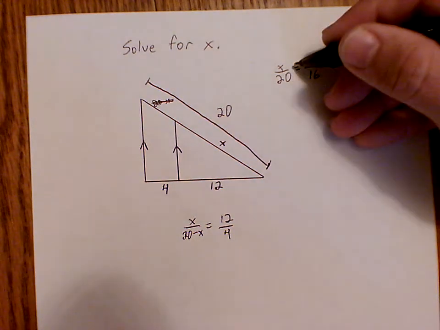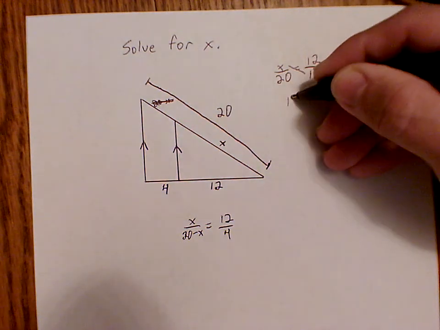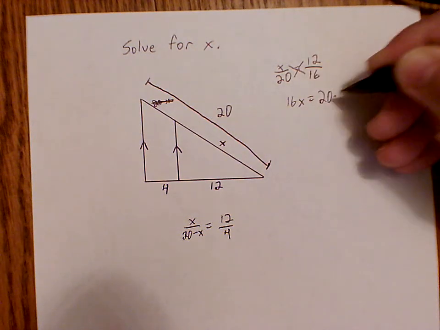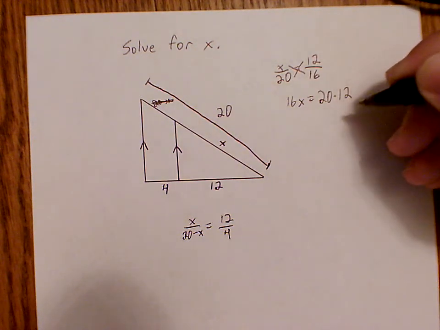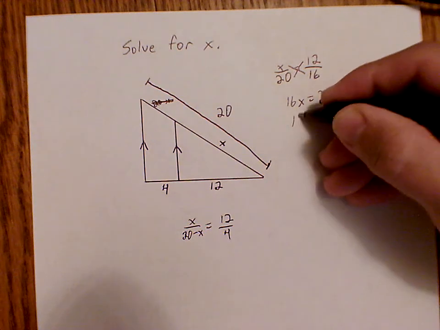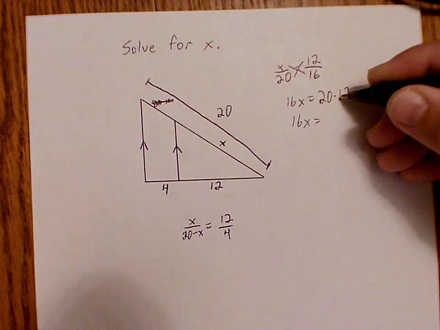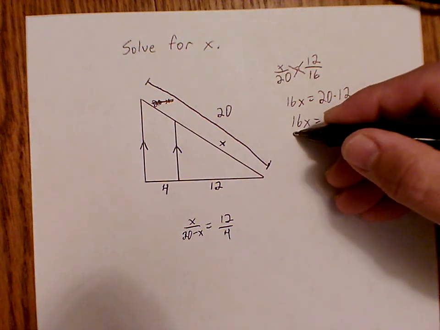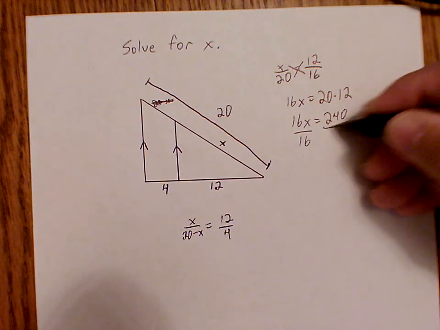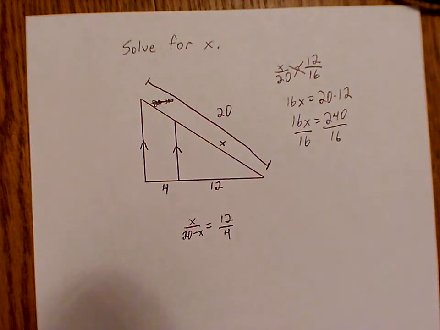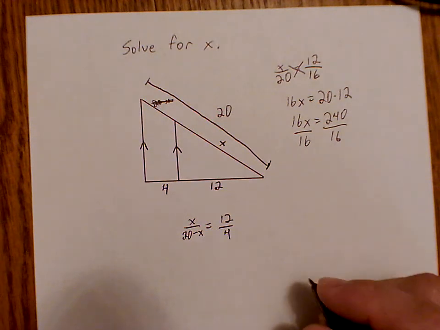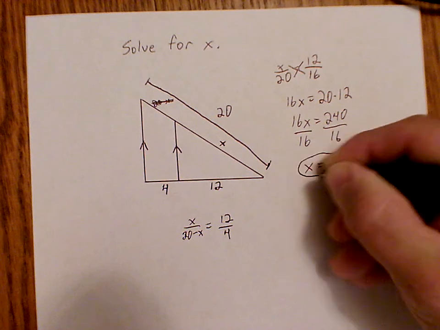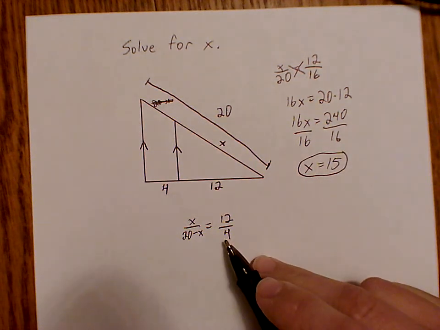All right, going back up here, I'm going to multiply 16 and x. I'm also going to multiply 20 and 12. And then I'm going to solve this. So 16x will equal 240. I'm just going to divide 240 by 16, and I result with x equals 15 on this problem. Same answer had I done it the other way.